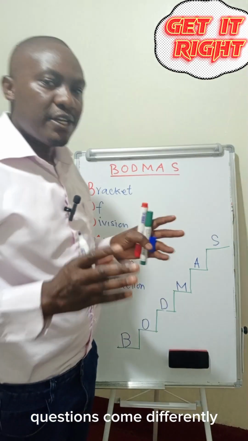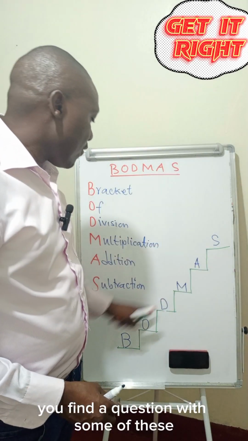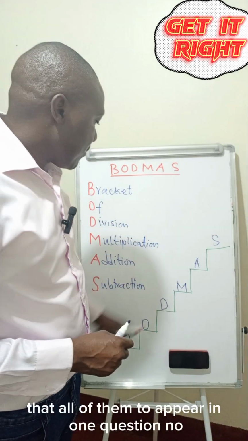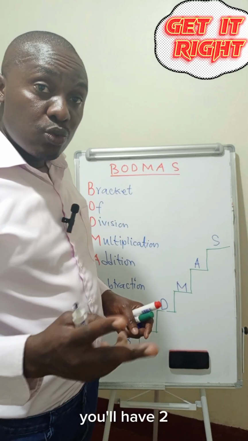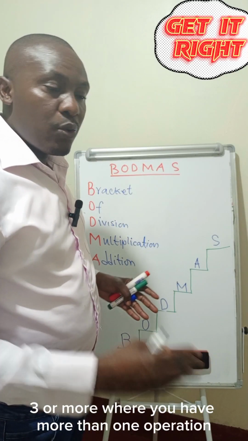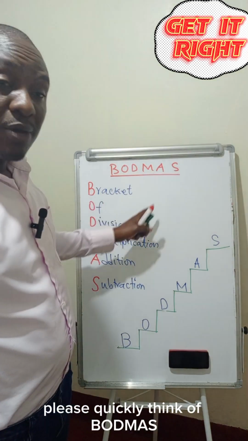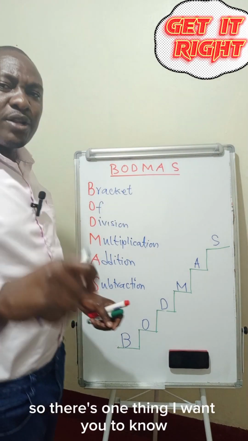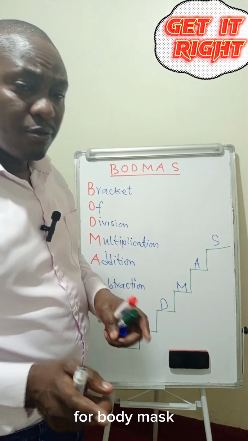Questions come differently. You find a question with some of these operations. It's not a must that all of them appear in one question. No. You'll have 2, 3, or more. Where you have more than one operation, please quickly think of Bodmas. This is a rule and you cannot escape it. So there's one thing I want you to know as a basic information for Bodmas.